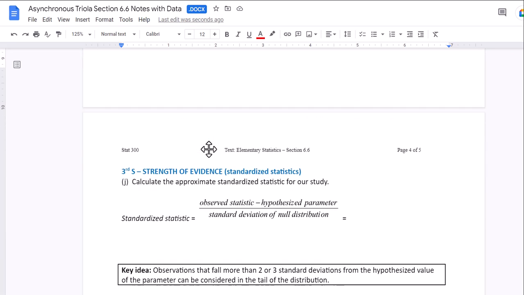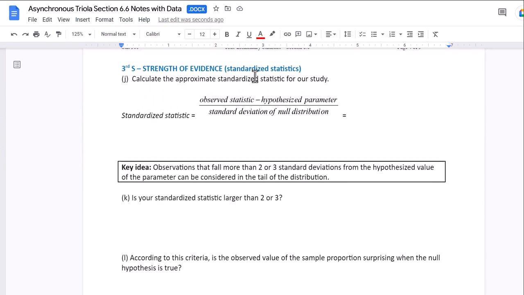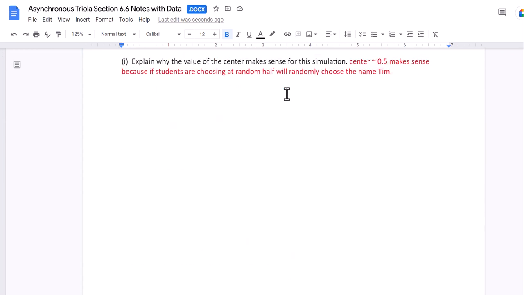So let's try the next step, the strength of evidence, finding the standardized statistic. Calculate the approximate standardized statistic for our study. So this is really the z-score. Our observed statistic minus the hypothesized parameter, divided by the standard deviation of the null distribution, is going to give us our z-score. Now, our observed statistic is the number of students from the survey that assigned the name Tim to the image on the left.